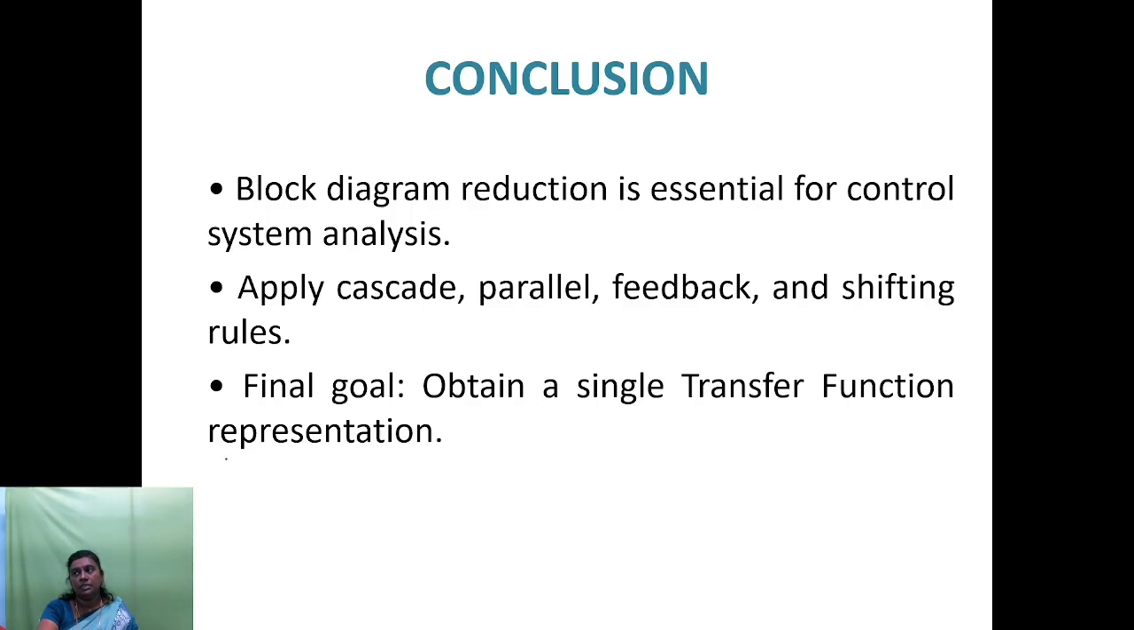So in the previous example we have applied only the pick-off point rule as well as the feedback path rule and the series connected rule. Similarly, for more complex problems, we have to apply different rules in order to get the final transfer function. The main goal of this block diagram reduction is to get a single transfer function representation for the given control system.